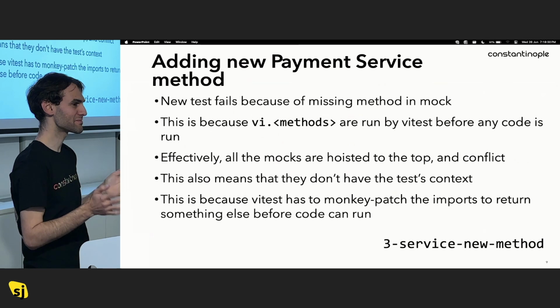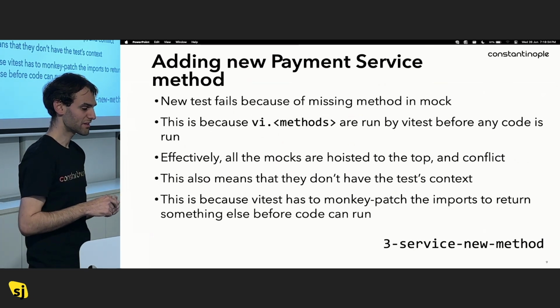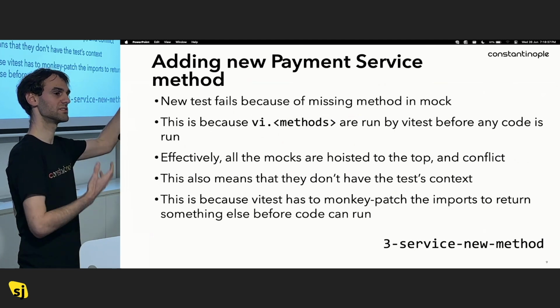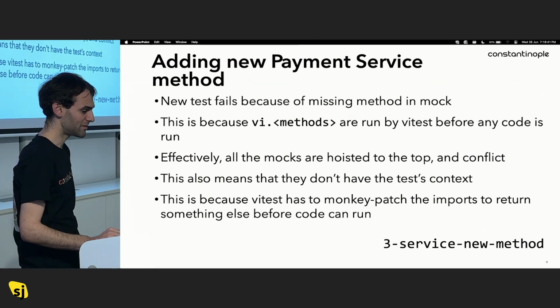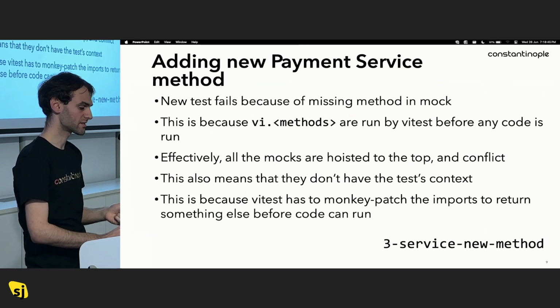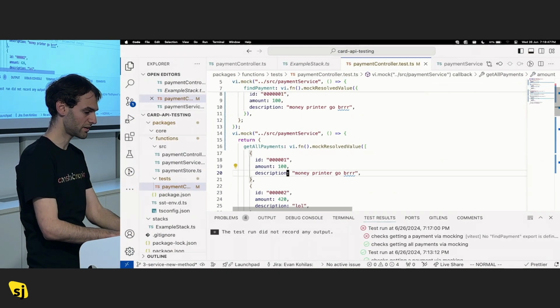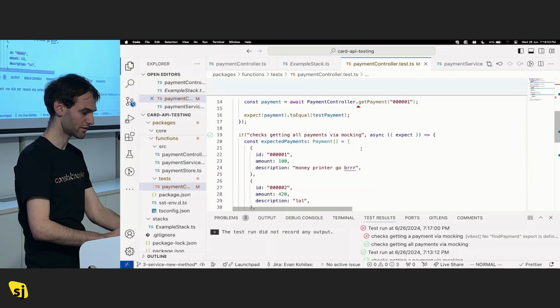Yes, so it fails because there's a missing method in the mock. They're run by Vitest before. Effectively, all these mocks are hoisted to the top. If you've used JavaScript, hoisting takes it to the top. What this also means is that they don't have the test's context. So what do I mean by that? If I undo, did I undo enough? Okay, great.